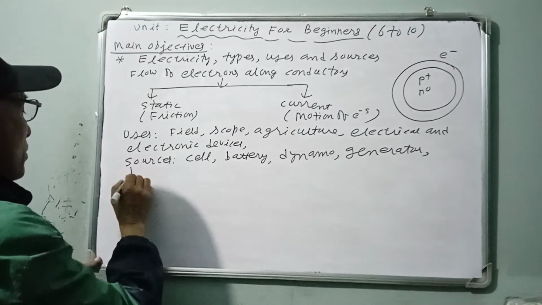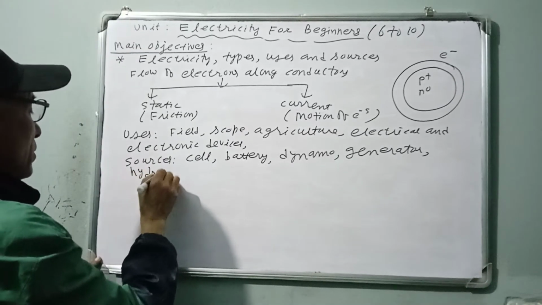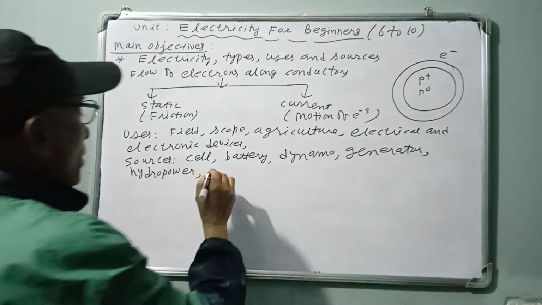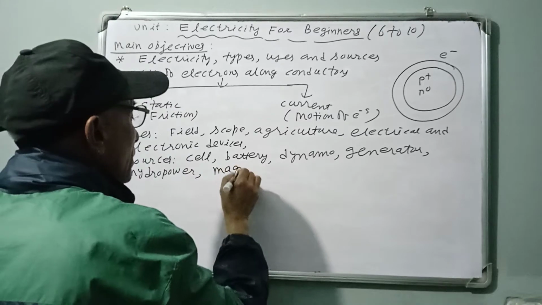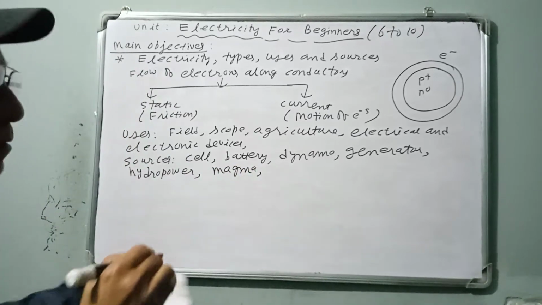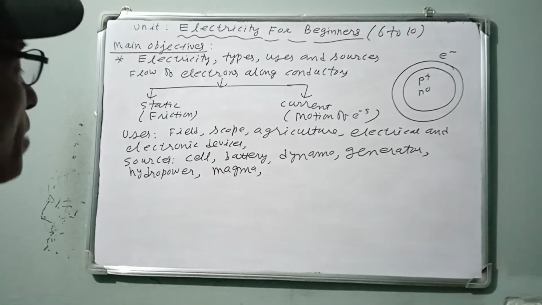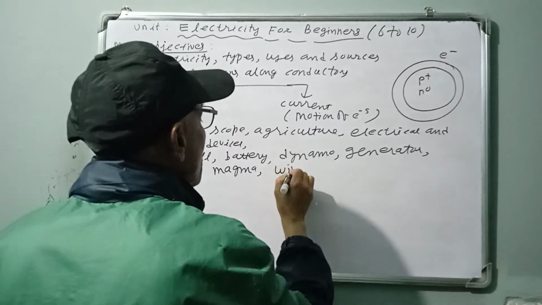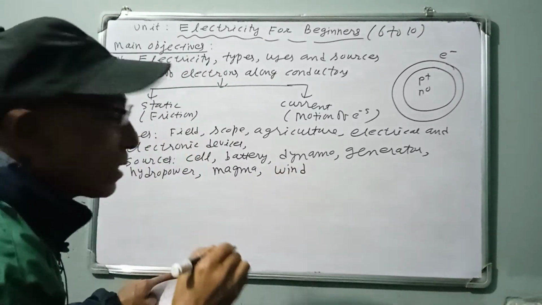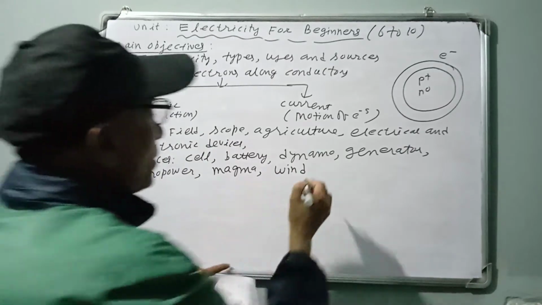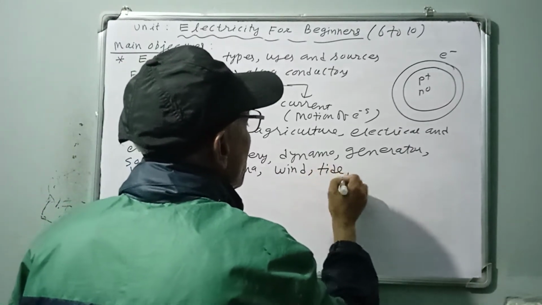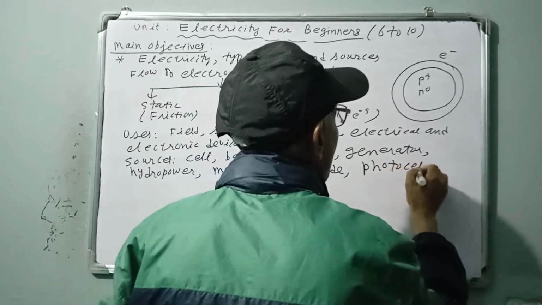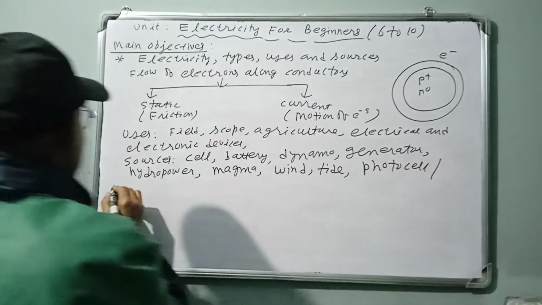Another is hydropower, or say power of water. Another is magma. We can get electricity even from magma or geothermal energy. Nowadays, we can also generate electricity from wind, tide, etc. And another is photocell or solar panel.